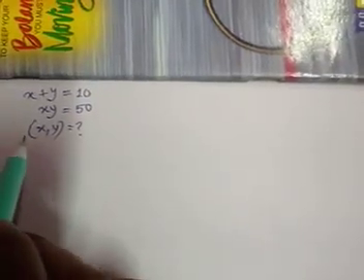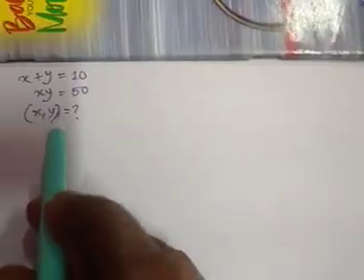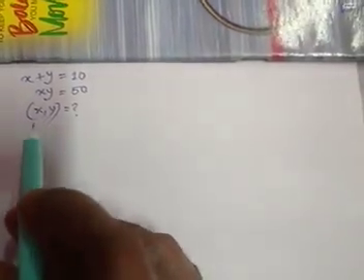So our problem is x plus y equal to 10 and xy equal to 50. We have to find out the value of x and y. So let's come to the solution.